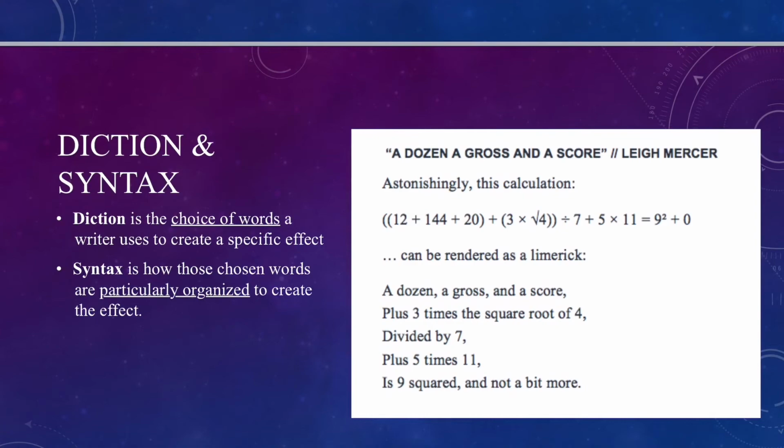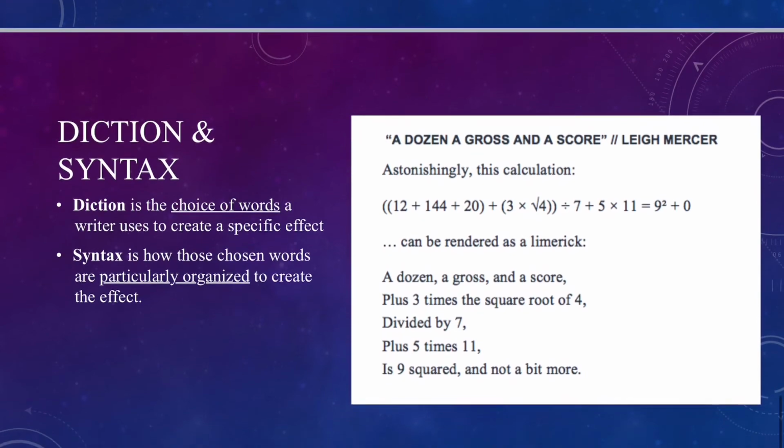A dozen, a gross, and a score, plus 3 times the square root of 4, divided by 7, plus 5 times 11, is 9 squared and not a bit more. It's fun.